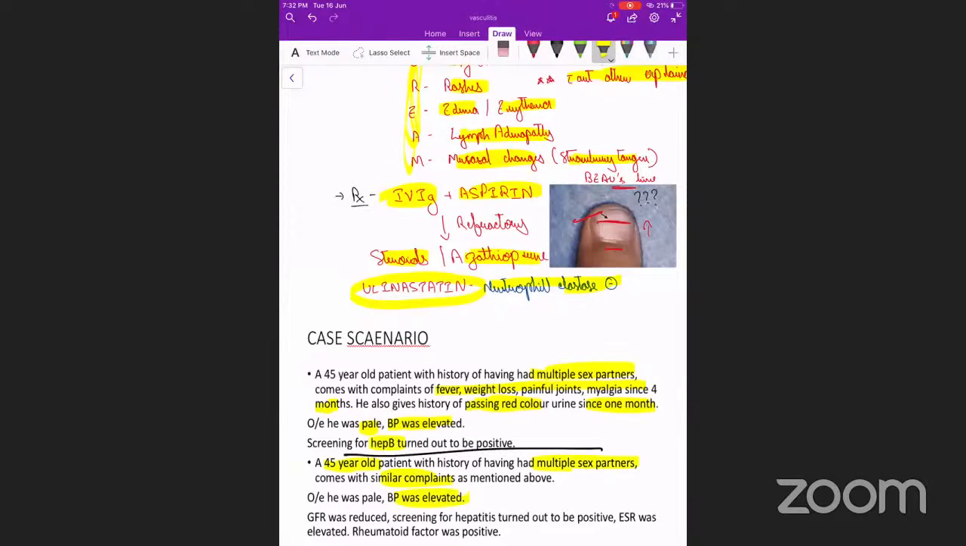But over here, his GFR was reduced. Screening for hepatitis again turned out to be positive in this case. ESR was elevated, but rheumatoid factor as well was elevated in this patient. Now, what do you suspect?